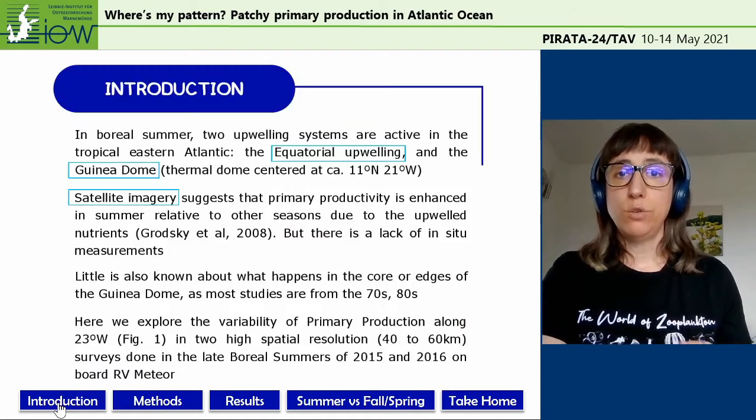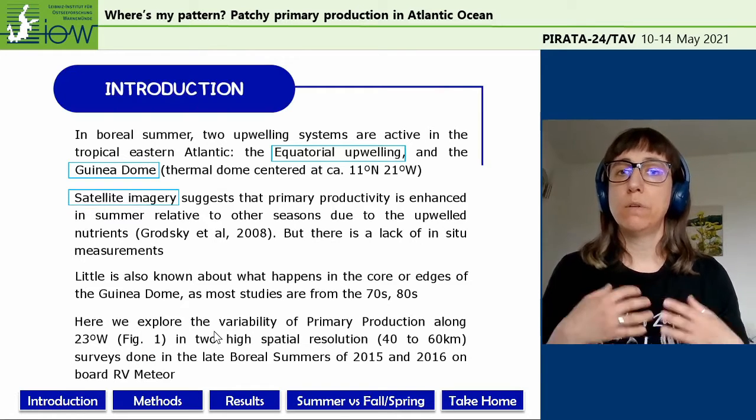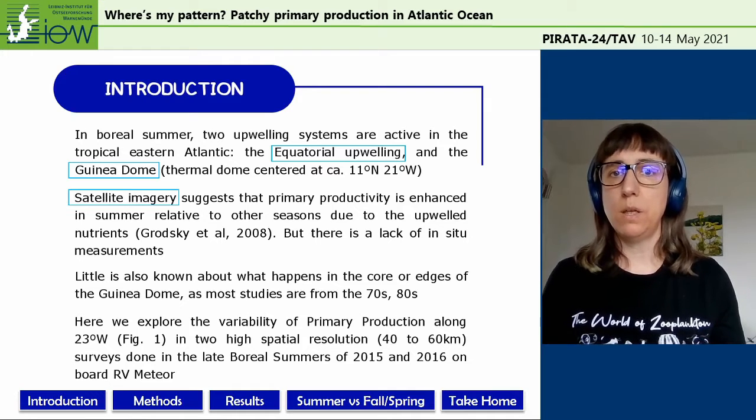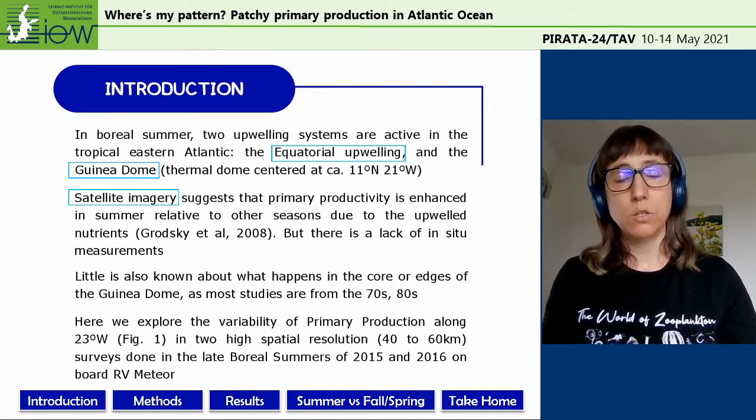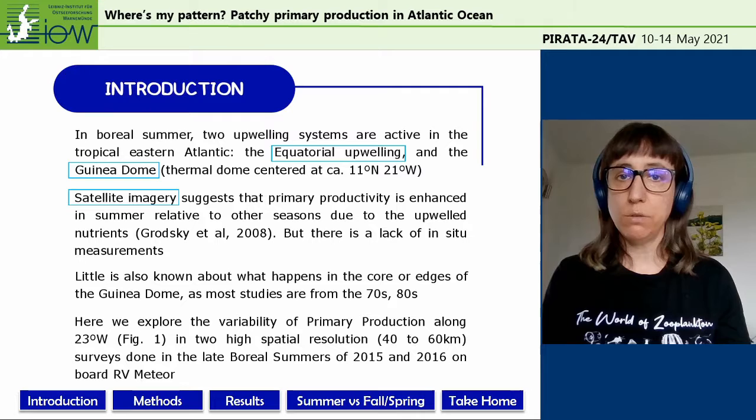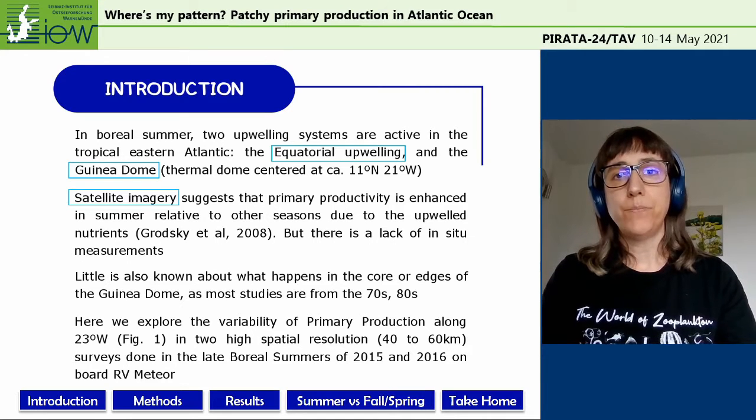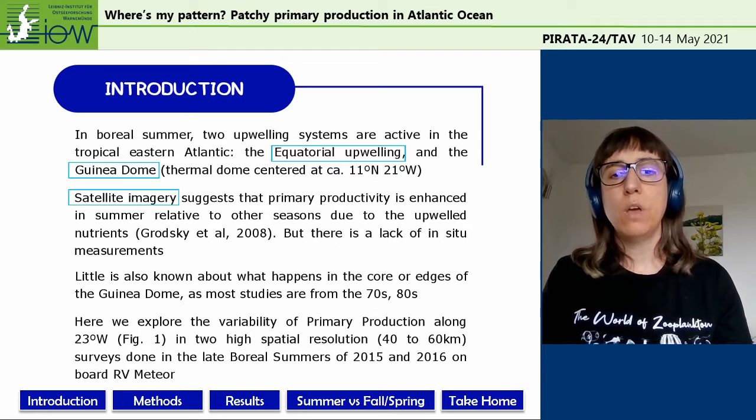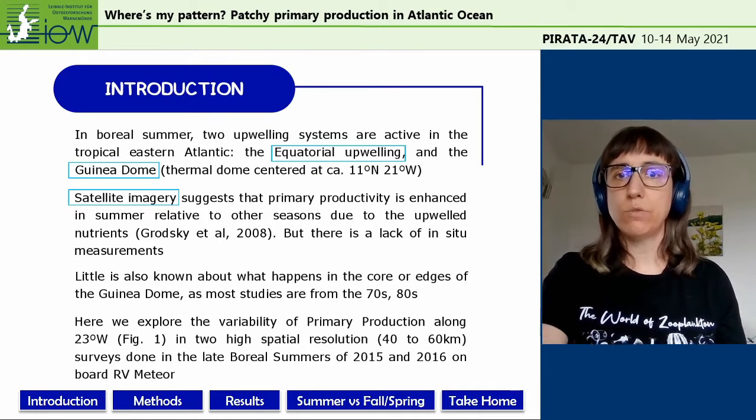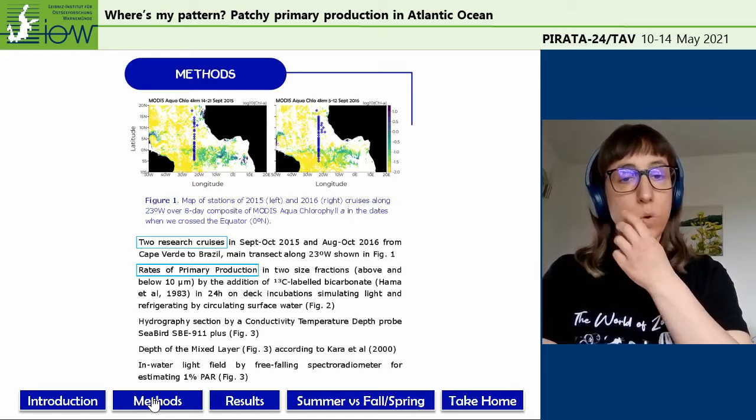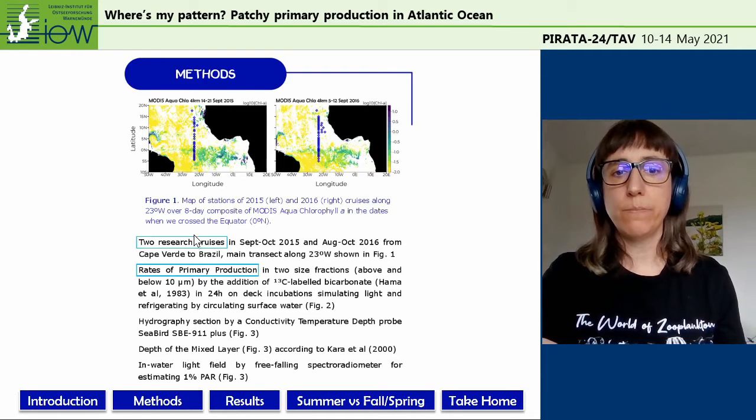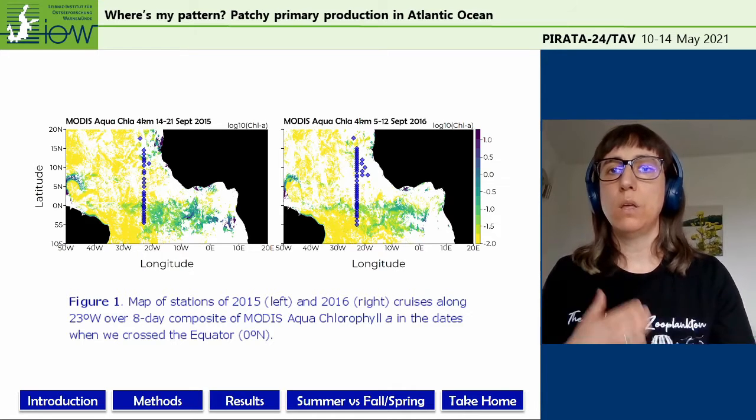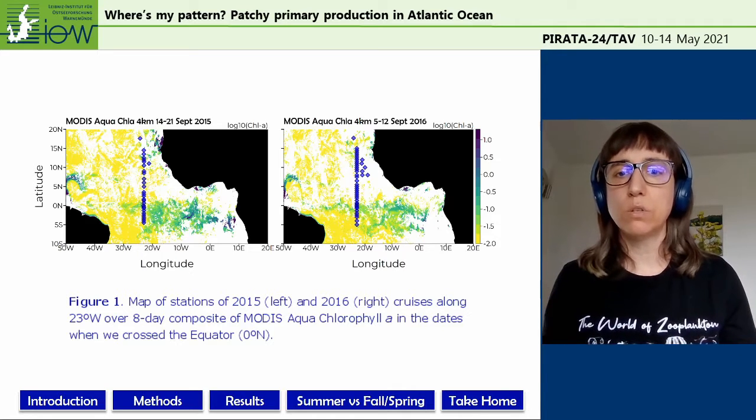Though we have known this feature for a long time, little is known about the variability of primary production, because the few studies that we have come from the 70s and 80s, and most of them use indirect methods. So what we did was go to this region along 23 West, sampling at the highest spatial resolution that we could afford in the late boreal summers of 2015 and 2016. We did these two cruises that you can see here. The first began in the first week of September, and the second began a week earlier, in the last week of August.